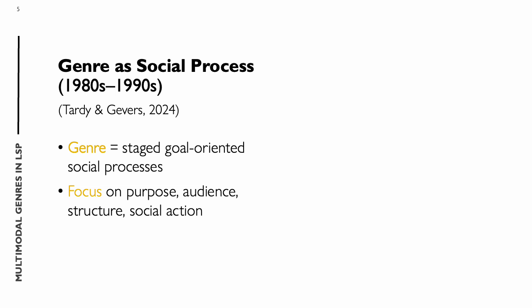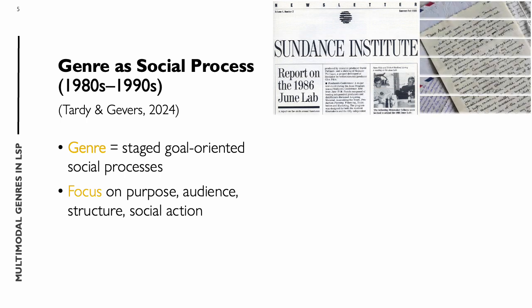Building on these foundations, SFL researchers gradually expanded from analyzing language choices to analyzing genres. In the SFL tradition, genres are understood as staged, goal-oriented social processes. This means genres are not simply text types. Instead, they are socially recognized ways of achieving particular goals through communication. For example, a lab report, a textbook, and a letter all have different purposes, audiences, and stages. This perspective shifted attention away from isolated grammar features toward larger patterns of meaning-making and social action.